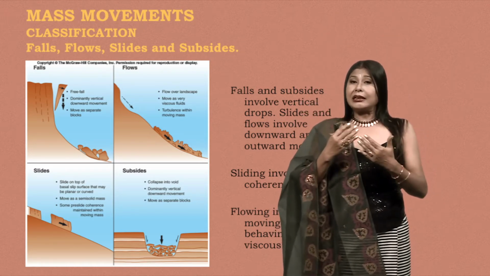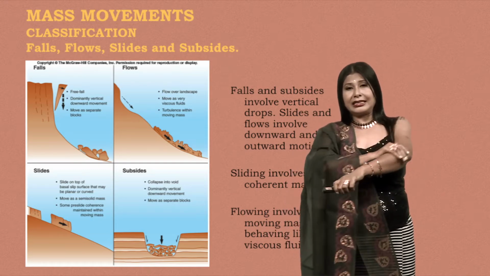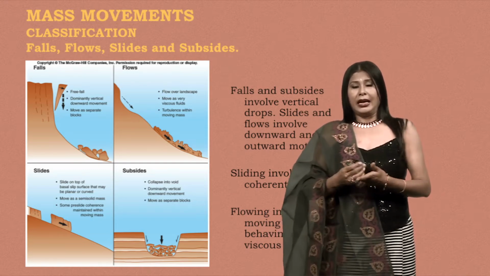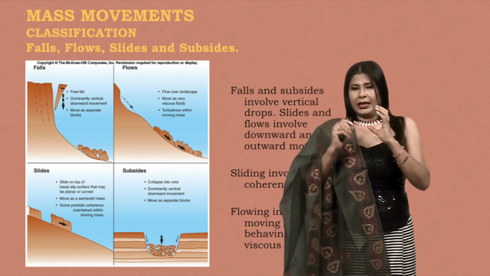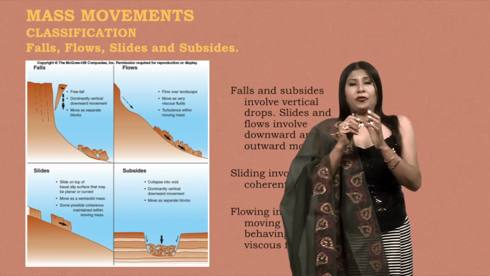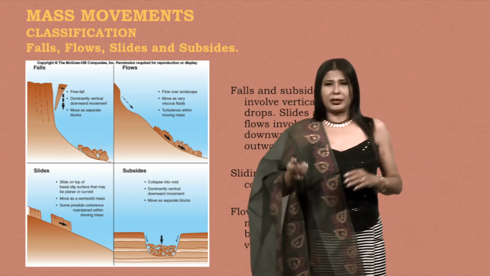And when we say slide, it is like Ghasargundi. There is a plane and material is sliding on a plane. And when we say flow, it involves some fluid. Material is mixed with fluid and it starts flowing down slope. So, these are the four main types.